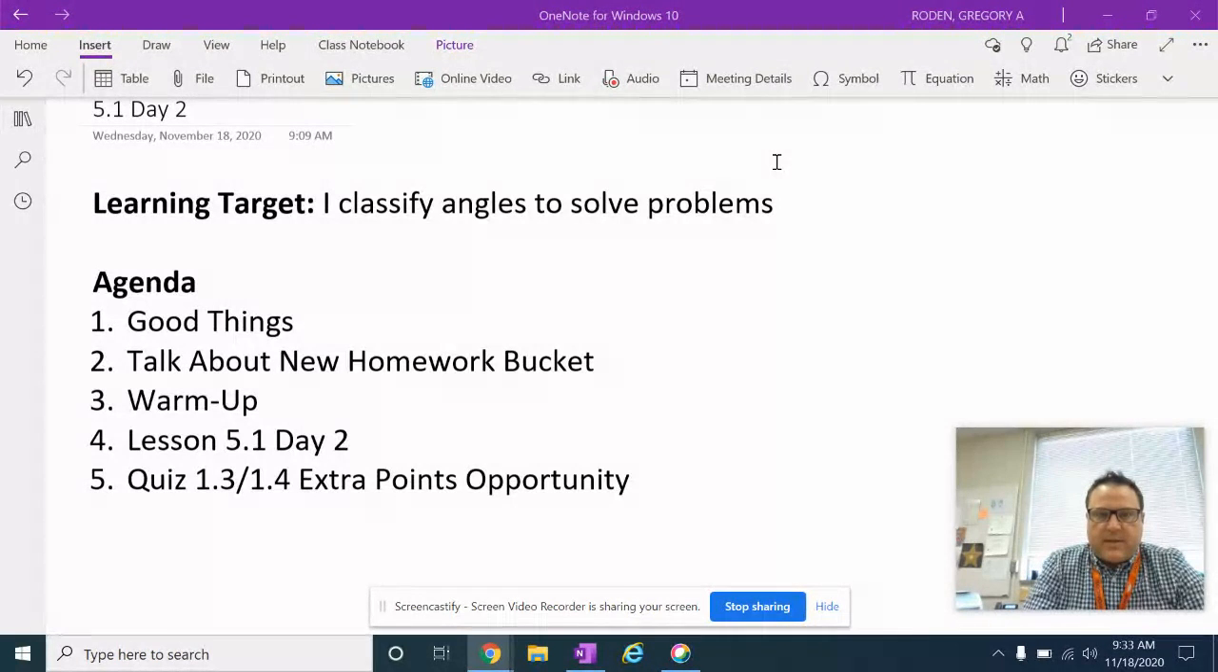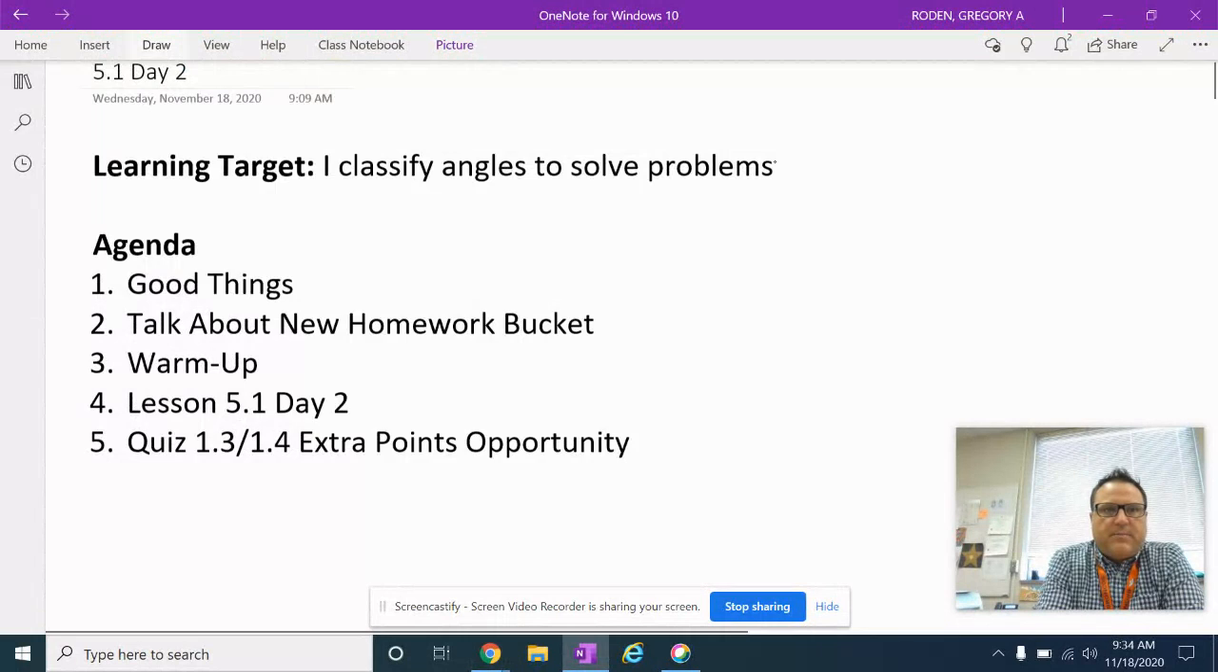Also, today's lesson is going to help you get a higher grade on the 1.3, 1.4 quiz. A lot of you said you struggled and you were going to email me and wanted to retake it. So what we decided to do is instead of just doing a bunch of retakes, we're going to give you an opportunity to add some extra credit points to that test. I'll let you guys know about that at the very end. Okay, sound good?